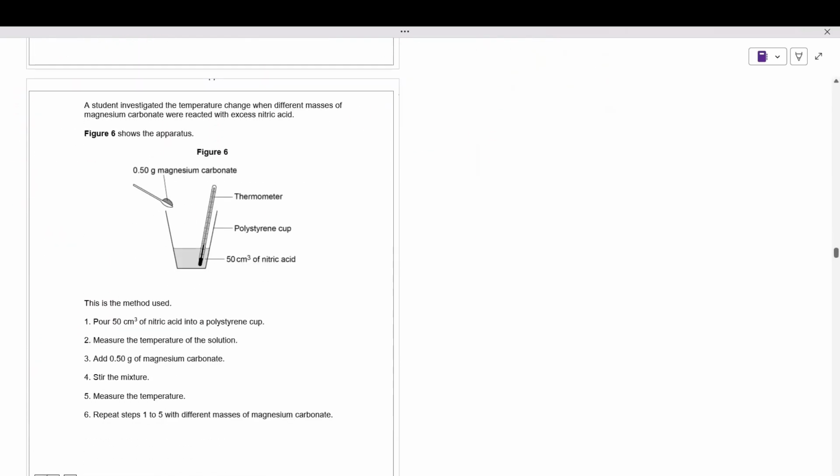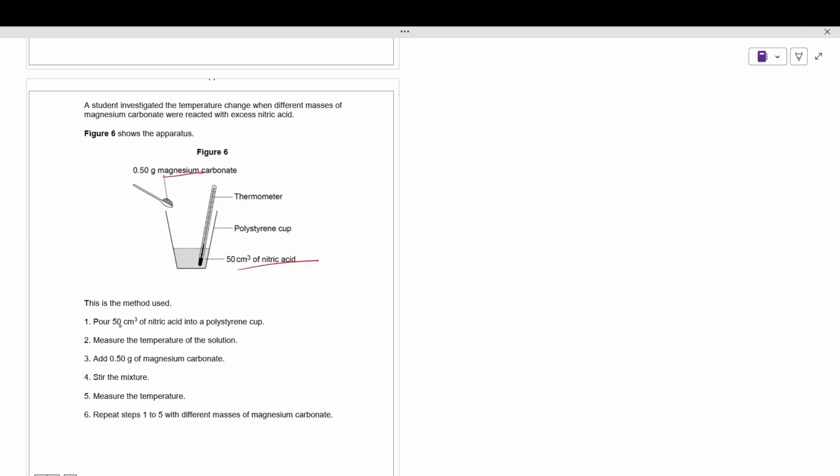The student investigated the temperature change when different masses of magnesium carbonate were reacted with excess nitric acid. It gave us a setup, and this is a temperature change, which means from looking at this, it's testing some exothermic, endothermic reaction. This is typically a required practical where you're using your polystyrene cup to conserve heat and ensure that it's insulated. So we have our magnesium carbonate being added to our nitric acid. It's in a polystyrene cup because of insulation. We don't want a lot of heat to be transferred to the surroundings. And we're using a thermometer, obviously, to check the temperature as it changes.